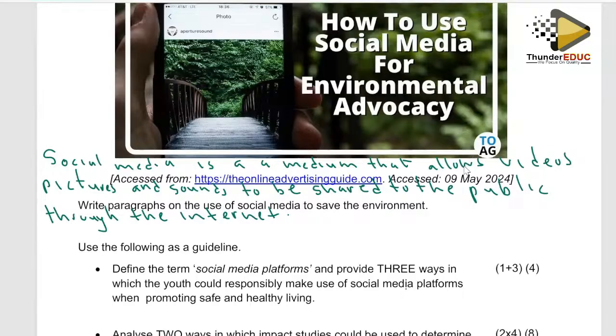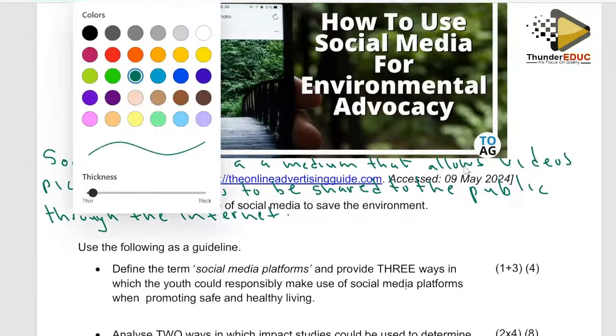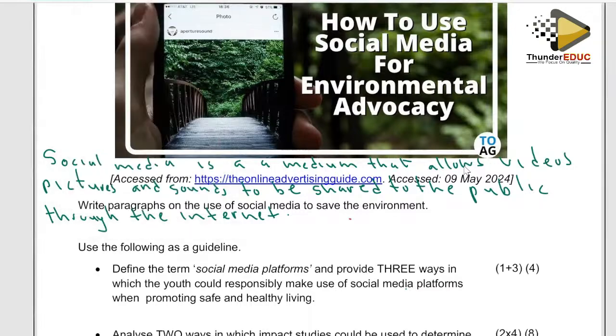So the second part of the question reads: three ways in which the youth could responsibly make use of social media platforms when promoting safe and healthy living. The first thing is that they need to respect the rights of others. That is a safe way.